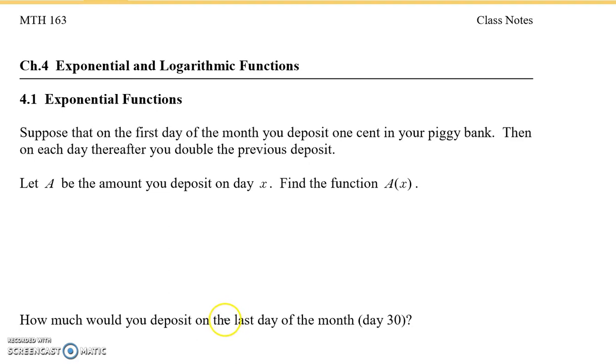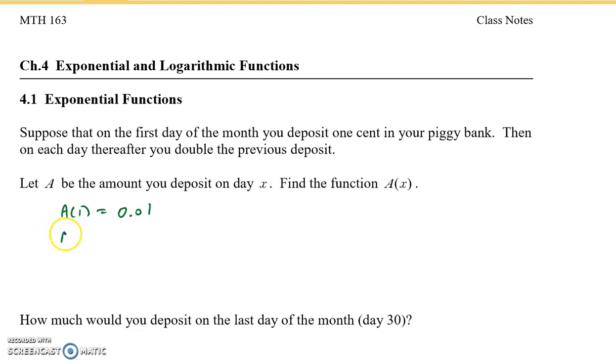And to see how we might construct such a function, let's look at some deposits for specific days, starting with day 1. So the amount deposited on day 1 would be A of 1. So we would write A of 1 equals, and we're told we're going to deposit 1 cent. I'll write that in dollars. 0.01 would be 1 cent. So the deposit on day 1 is 1 cent.